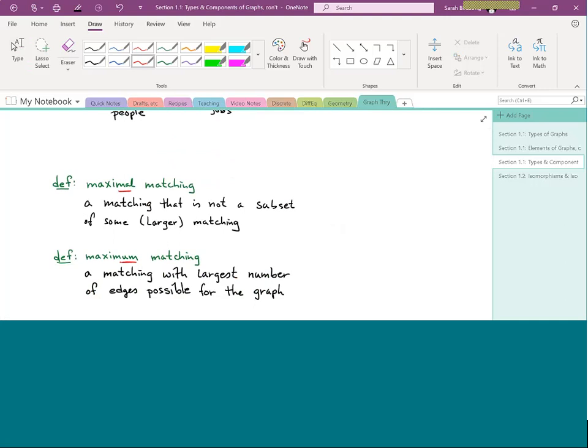So the difference is, maximal means you can't add any extra edges. Maximum means you have the most edges possible in a matching. Please note, let me put a comment over here to the side: all maximum matchings are also automatically maximal matchings. There is a thing that can happen, and we'll look at an example in just a second, where you can have a maximal matching that's not maximum.